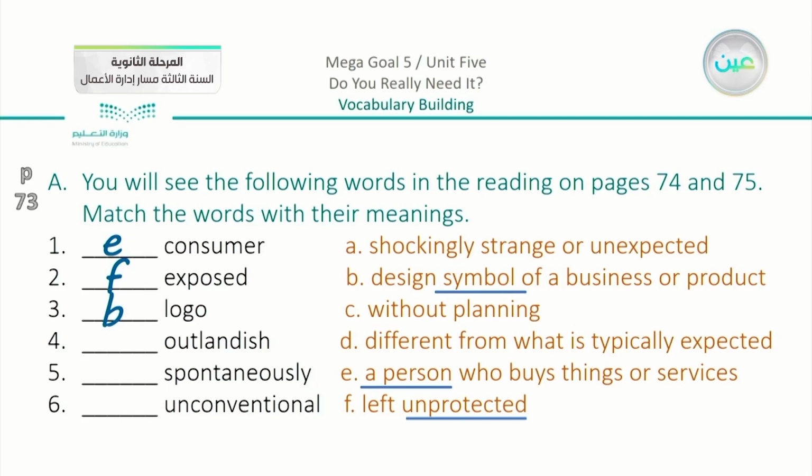Outlandish. Now we said that we have here several times, I repeated, that outlandish means something that is strange. So we have the meaning shockingly strange or unexpected. So we have here A. Spontaneously is doing something freely or without planning. So we have here spontaneously is C. And unconventional, we are left with D, and actually have the word different is our key word. So different from what is typically expected. We have here unconventional is D.